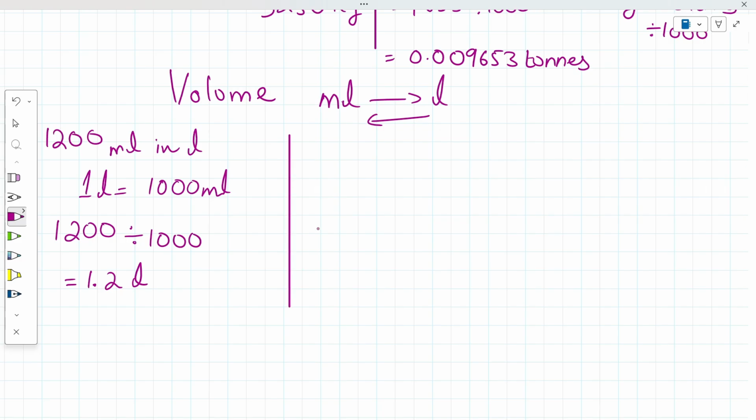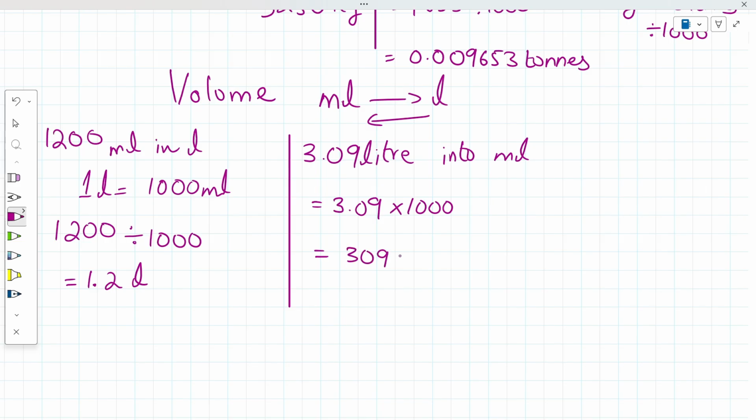Okay, now the last problem is 3.09 liters into milliliters. We are going from a greater unit to a smaller unit, so we multiply. 3.09 multiplied by 1000, so the value will be 3090 milliliters. This is the answer.